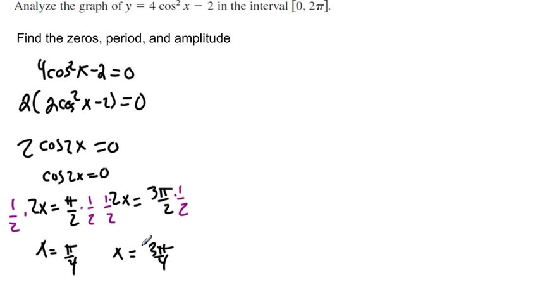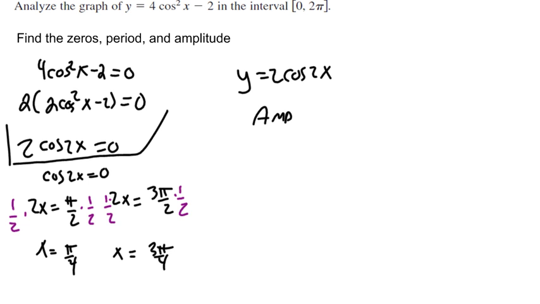So let's see here. We have the x values of our zeros. Let's see if this makes sense. If you go back to what our graph is right here, y equals 2 cosine of 2x, we're just dealing with the left side. We can't deal with the original graph because we divided by 2. So we want to look at this one. What's the amplitude right here? Well, isn't the amplitude always this value right here too, right?